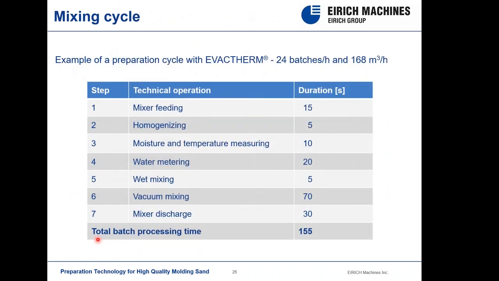So, okay, now we have the vacuum mixing. How does it affect the mixing time? Well, in this case, we have an example of preparation for 24 batches per hour and 168 cubic meters per hour of sand. We're going to have the mixer feeding of 15 seconds, homogenization of 5 seconds, moisture and temperature measuring of 10 seconds, water metering of 20 seconds, wet mixing of 5 seconds, and then we have this vacuum mixing. So we're only adding this 70 seconds here. The discharge is the same, 30. So we're getting a total processing time of 155 seconds. As you see, there's not a big difference between the 137 that we have in the traditional mixing cycle and the 155 seconds in the Evactherm mixing cycle.